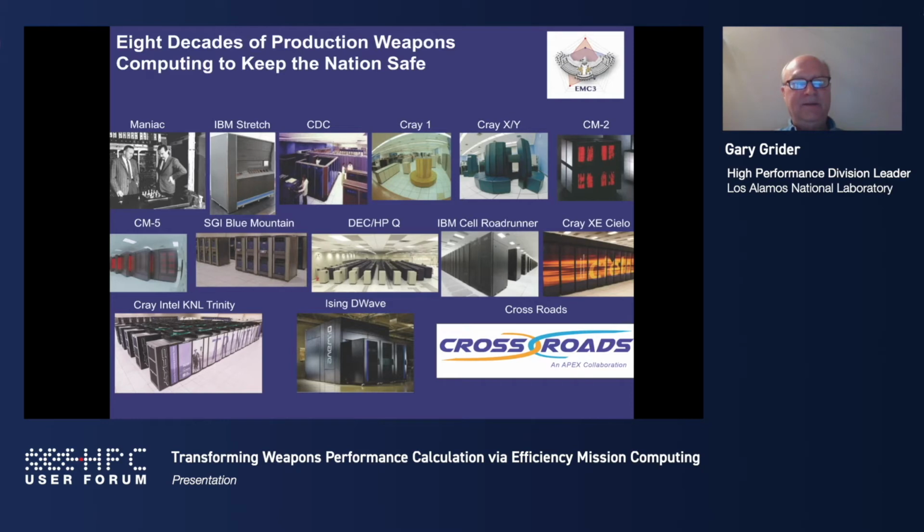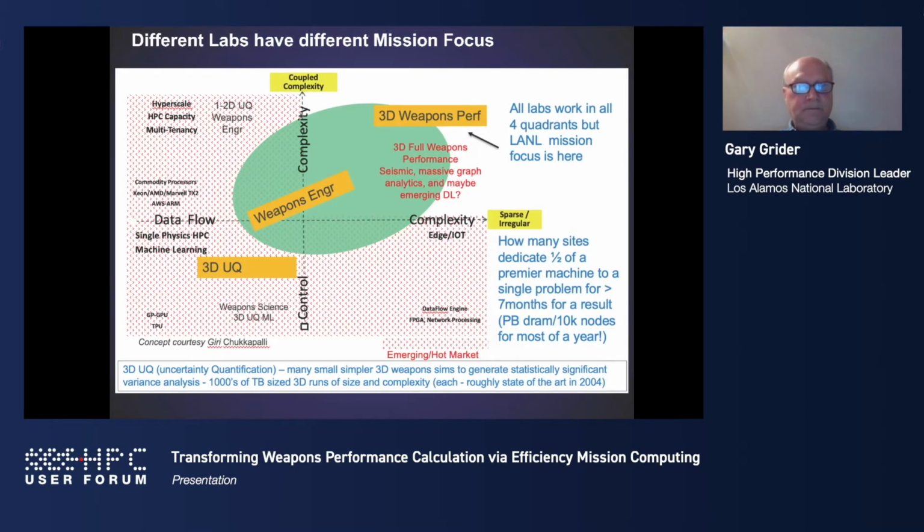And we had the first IBM Stretch and many, many other machines along the way, up until, you probably remember, Roadrunner, the first petaflop machine. And of course, we even have a quantum machine, the D-Wave system, at the lab. And our next system is called Crossroads, and I'll be talking a little bit about that later.